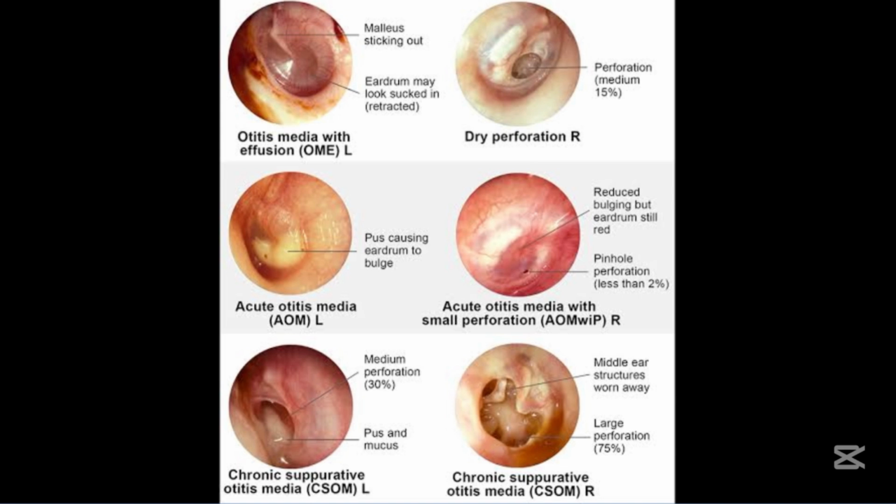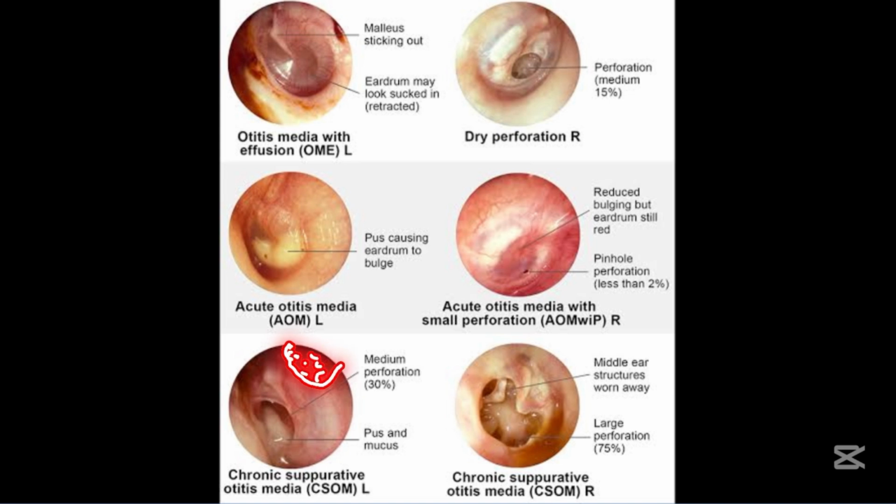As I told you, the marginal perforations are the perforations which involve the annulus. This is the annulus, the ring-like bony structure that surrounds the eardrum. These marginal perforations are not surrounded by the remnant of the tympanic membrane. They are more likely to be associated with cholesteatoma and atticoantral disease, and they may be very hard to repair.